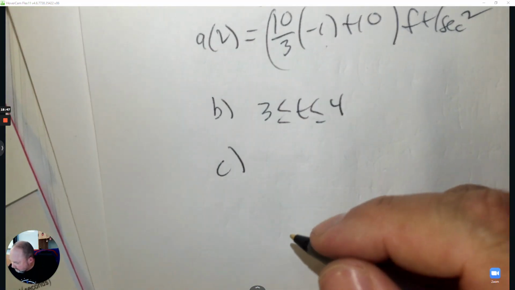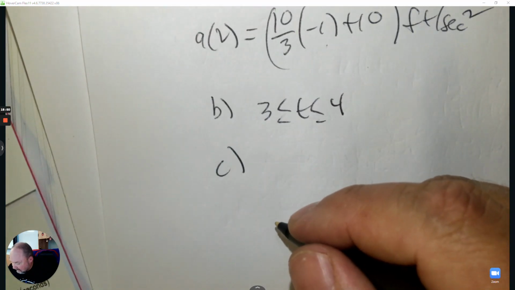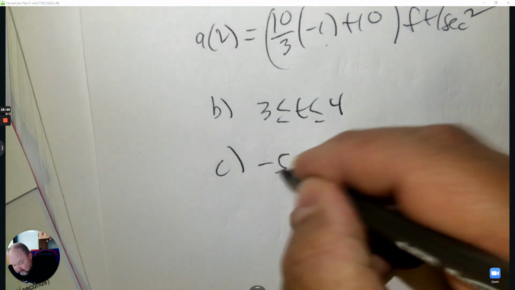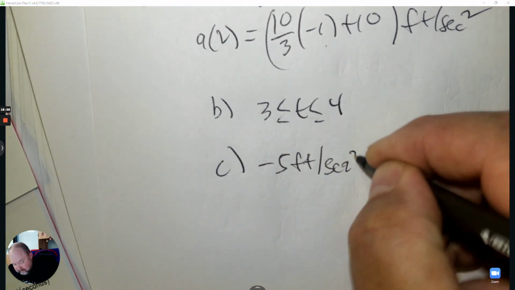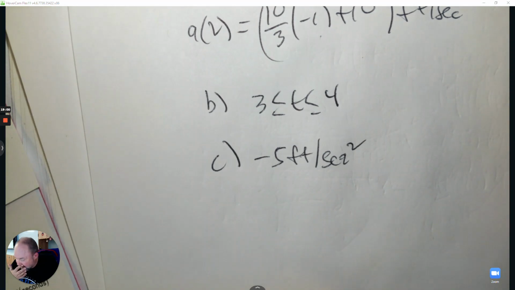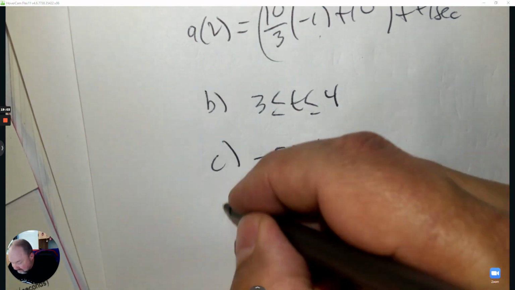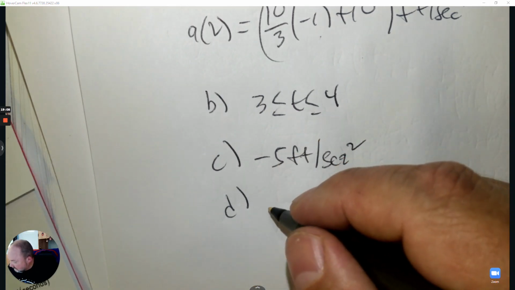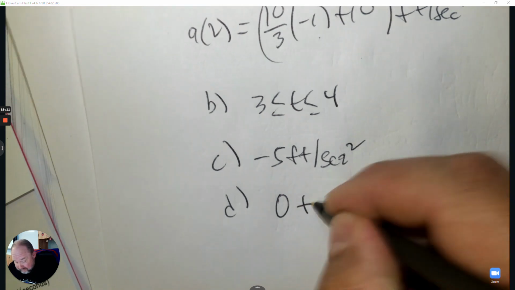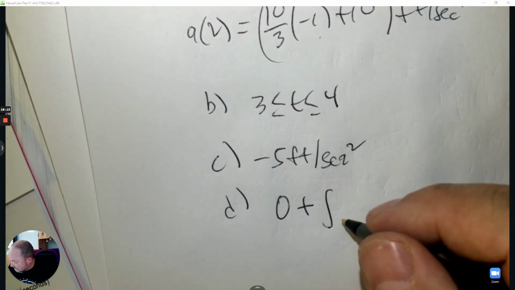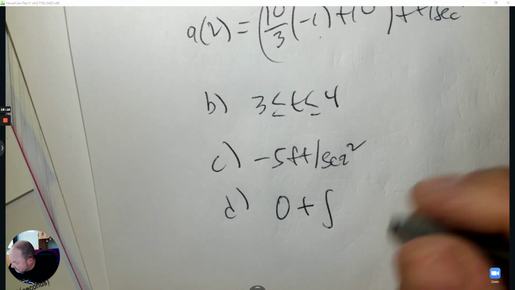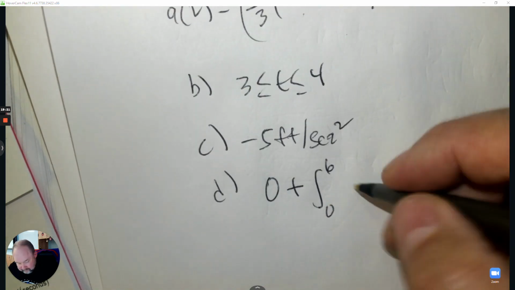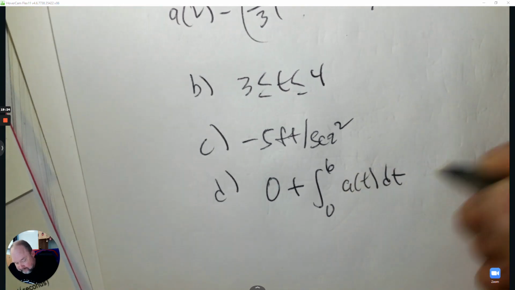Part C. What is the minimum acceleration? And so that would be the lowest number there, negative 5. So on the graph, it's negative 5 feet per second squared, that's the lowest point, the y value, negative 5. D, if the initial velocity is 0, what is the velocity at 6? So the starting value is that. I integrate the acceleration from 0 to 6. And that would give me the answer.